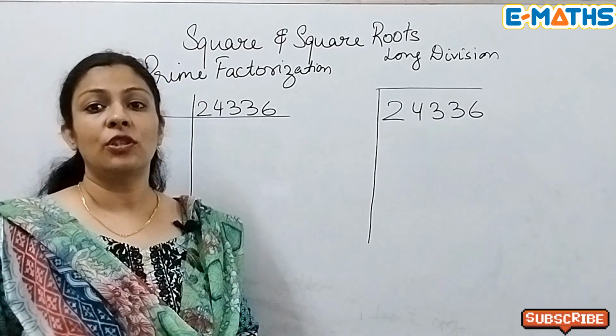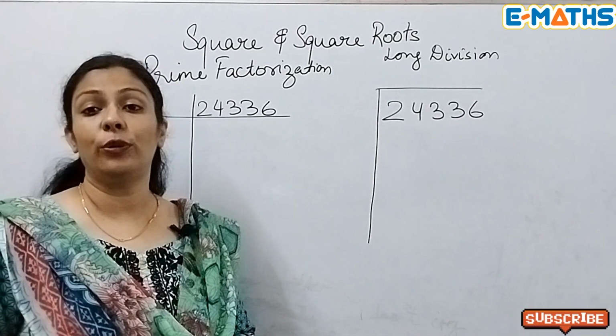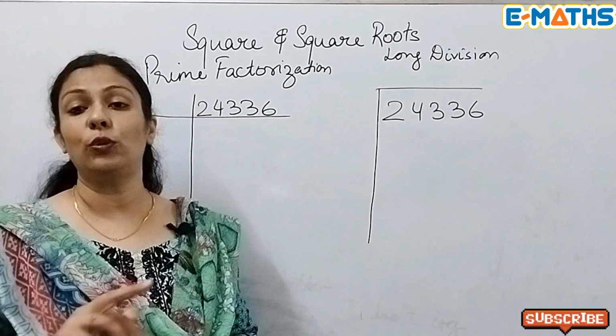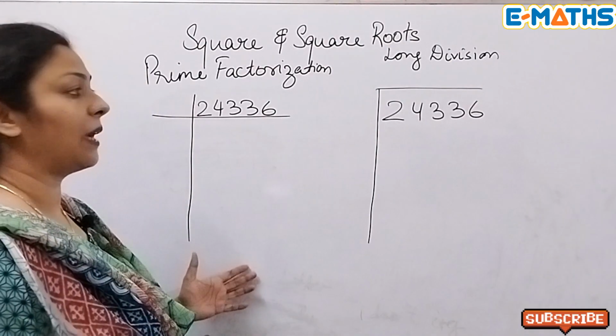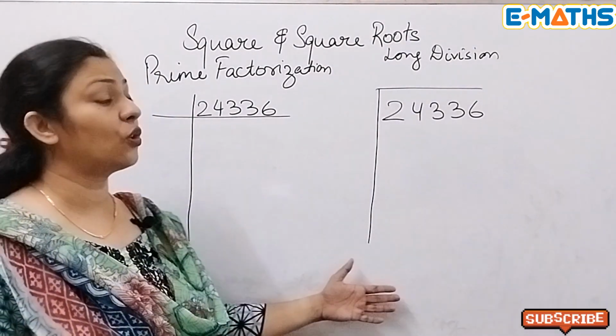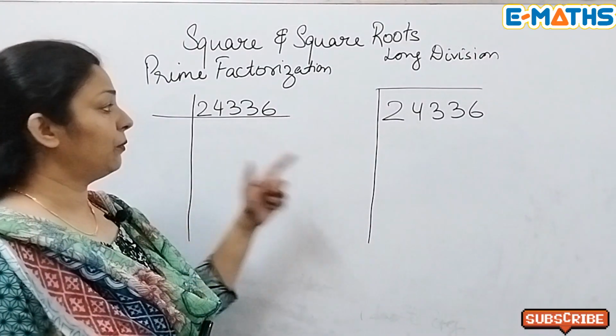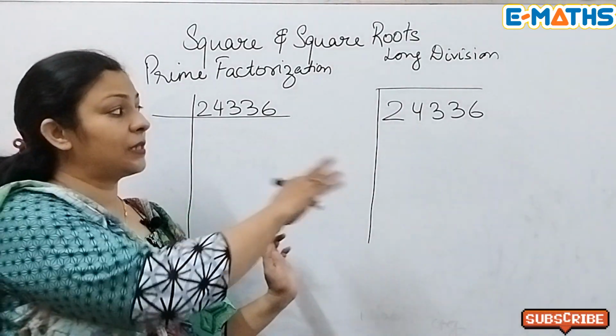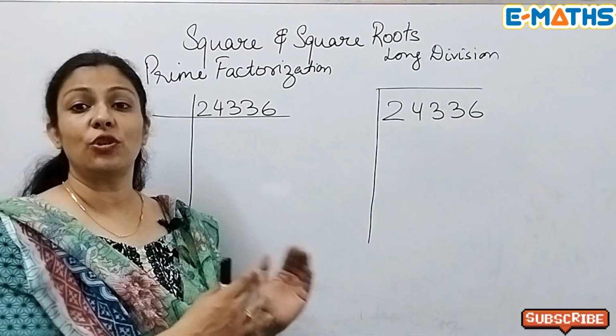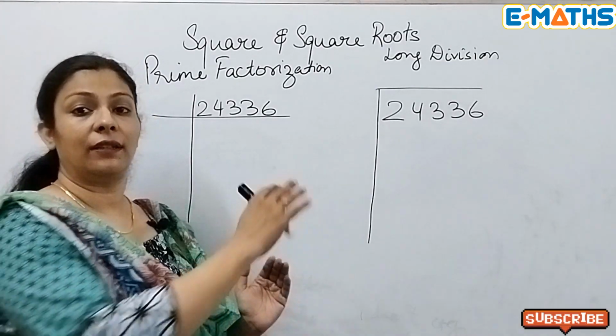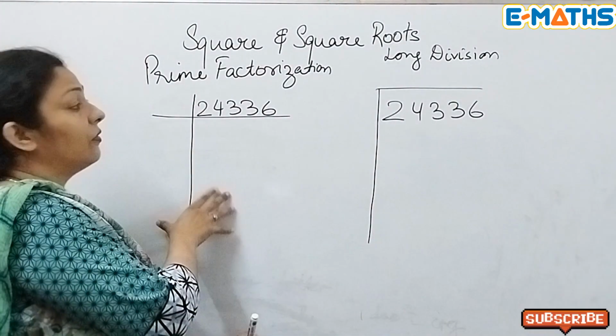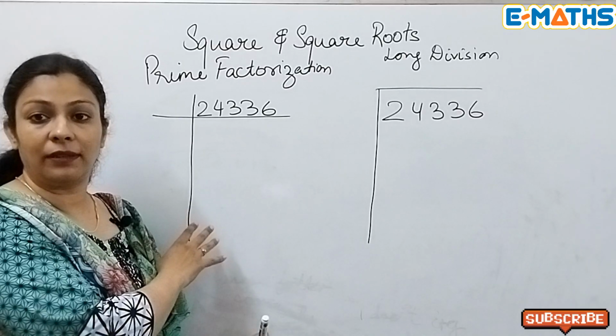So first I am going to show you how you can find the square roots by two different methods. One is the prime factorization method and the other is the long division method. I have taken the same number for both, so I will just show you the two different methods and how to solve it. Now first I will show you the prime factorization method.